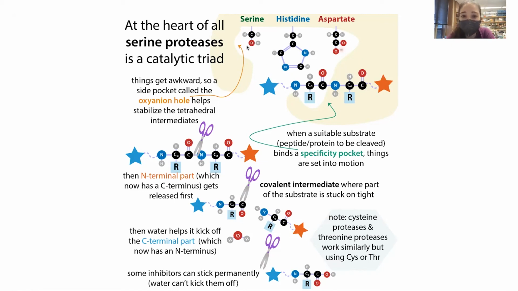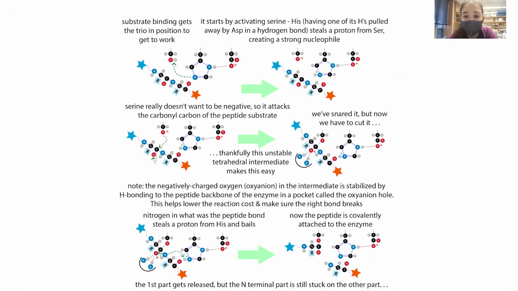And this is going to allow the deprotonated serine to attack this peptide and form this covalent intermediate, where it's stuck on half of the peptide, the other half is removed, and then water is going to come in and help kick off the other part. So we'll get more in depth into the mechanism about how this is all going to happen and why we need these three things. We can't just have the serine, we need these three things as well as other things in the enzyme to help make this happen.